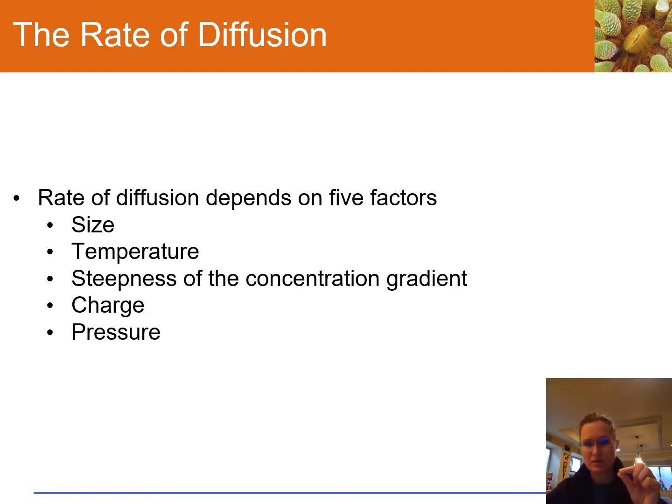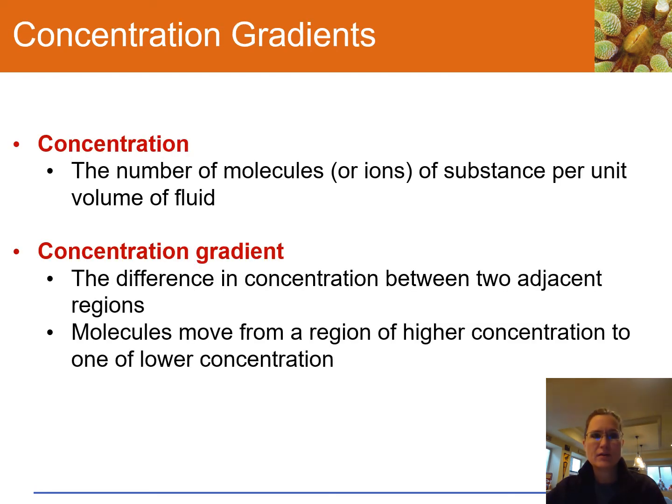If it's real close, it's slower. If it's real big, it's faster. The charge of the molecules and the charge of the environment, and then the pressure within the system. So if you're increasing pressure or decreasing pressure, that would sort of increase or decrease the rate of diffusion. So concentration is how many pieces and parts are in the fluid. So how much salt is in the water, how much sugar is in the water. And so then the concentration gradient is the difference between the two sides of the membrane.